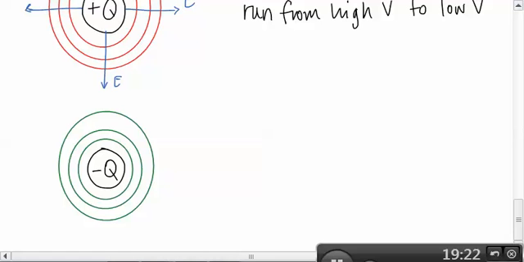Which direction is the electric field around this big negative charge? Towards it. So I have an electric field towards it.